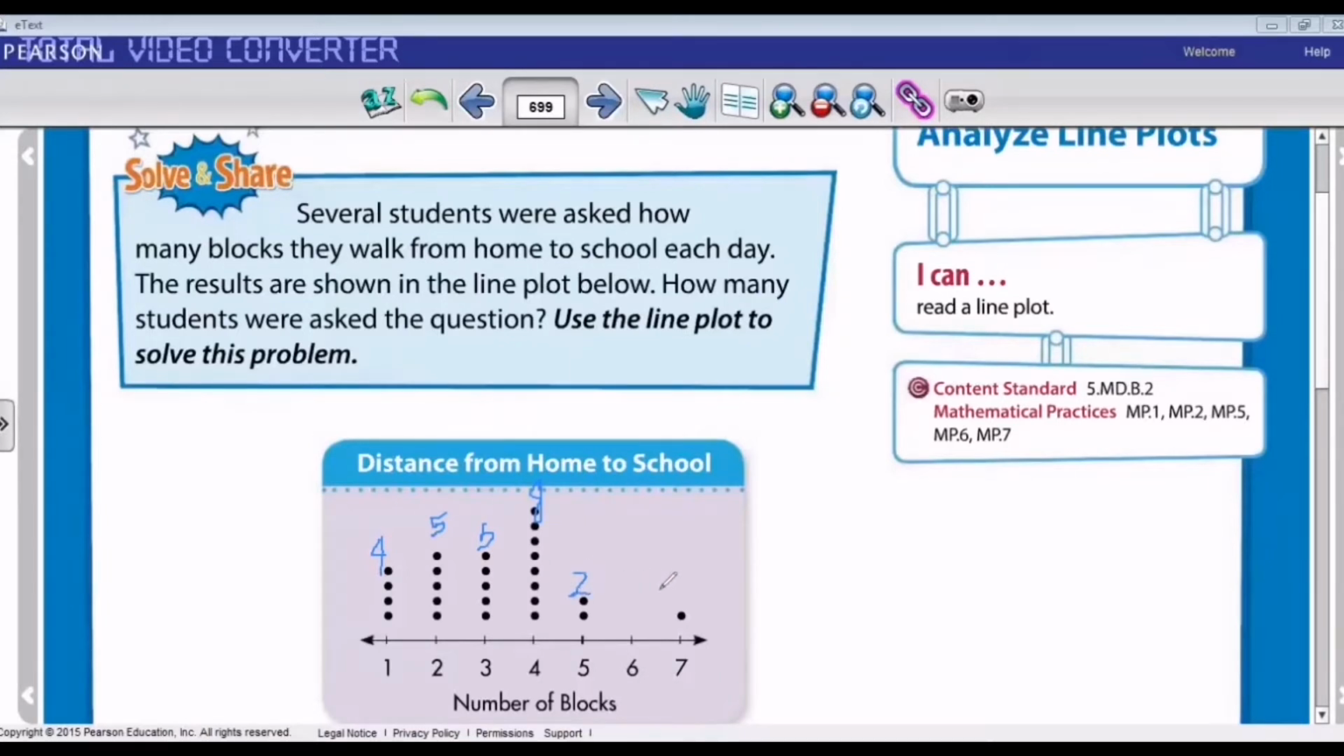Okay, and 6 more students here, but for 7 I have 1. So the question is how many students were asked the question. We have to count that. Now it will be 25 students. We can count them here. This represents the students who walked the blocks. After that, we have to turn to the next page.